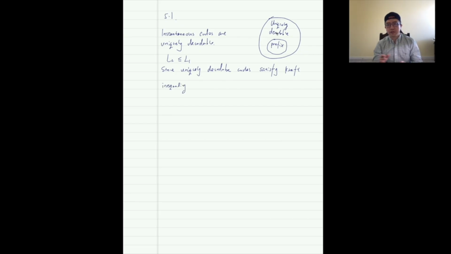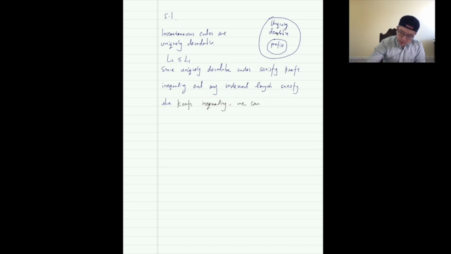Okay, so they satisfy the Kraft inequality. Meanwhile, we also showed before that for any codeword lengths satisfying the Kraft inequality, we can actually construct an instantaneous code.